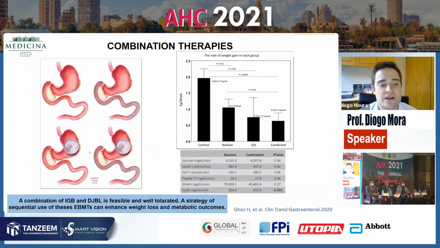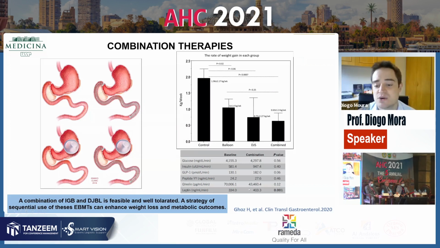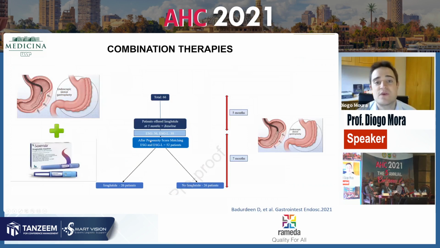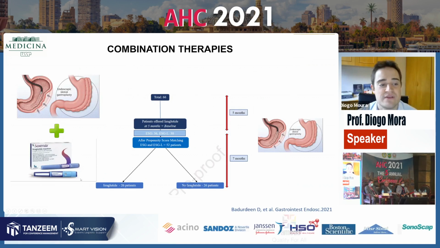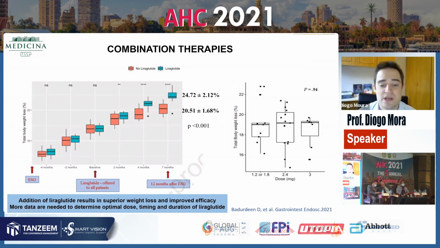So combining therapies, you can combine two endoscopic bariatric and metabolic procedures, such as balloon and EndoBarrier, and you're going to have an enhancement in weight loss and metabolic outcomes as shown by Bahram's group. And finally, to finish this presentation, we're going to talk about combining an endoscopic procedure with medication, such as liraglutide. So this study compared ESG plus liraglutide versus ESG. And what you have is when you use liraglutide, you have an increase in weight loss. So you can achieve almost 25% total body weight loss at 1 year follow-up. So it's a really interesting study, almost similar to sleeve.